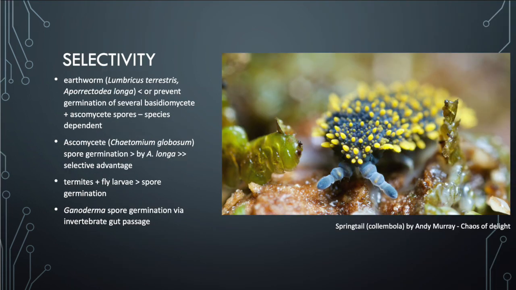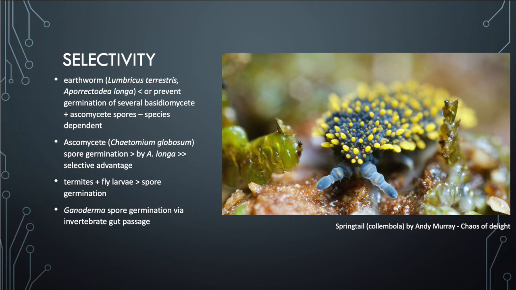And of course, there is selectivity within organisms' preferences as to which fungi they prefer to consume. So, for example, different species of earthworms can actually reduce or prevent germination of several basidiomycete and ascomycete spores. And this depends on the species of fungi that they consume.